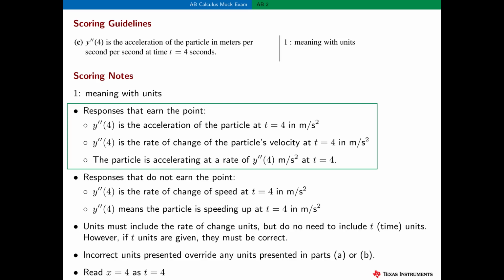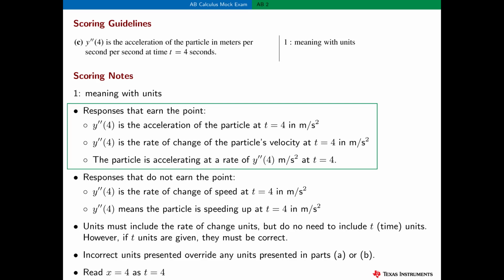Here are some interpretations of these guidelines to help award points and to prepare for problems like this on the next AP Calculus exam. This question seems pretty simple, but there are a lot of little things that a student must convey correctly in order to earn this point.